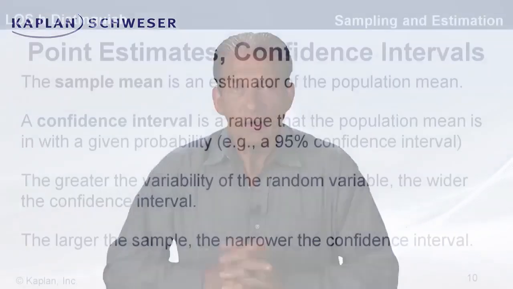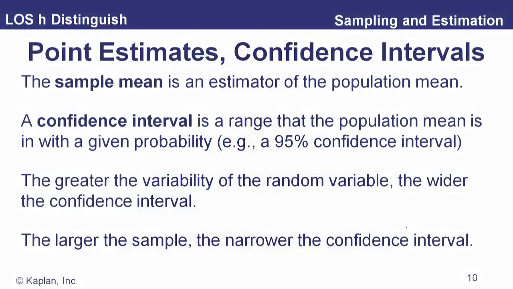Well, let's talk a little bit about using confidence intervals instead of point estimates. Now, if we take a sample, we get the mean of the sample. That's an estimator, an unbiased estimator of the population mean. But it's likely not to be right on it.